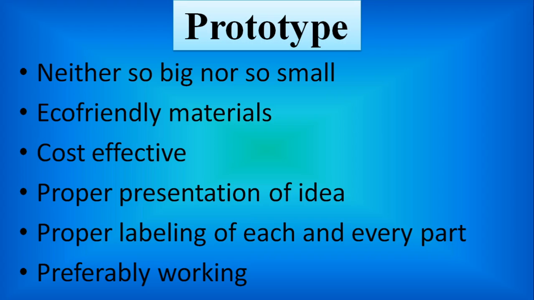Then the next thing is proper labelling of each and every part. When you are preparing the prototype, you have to label each and every part of your prototype with very clean and bold letters so that it will attract the jury members. The jury members will become happy with your work, and it will also aid your presentation. While presenting, you will not get nervous, and you will be more comfortable if each and every part of the prototype is labelled. Then always prepare a prototype which is preferably a working one. May it be a smaller one, but it should be working.